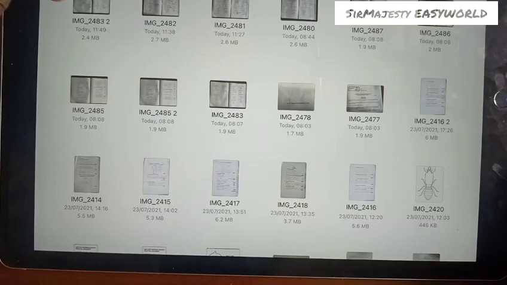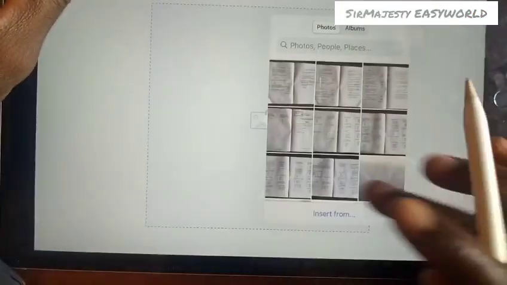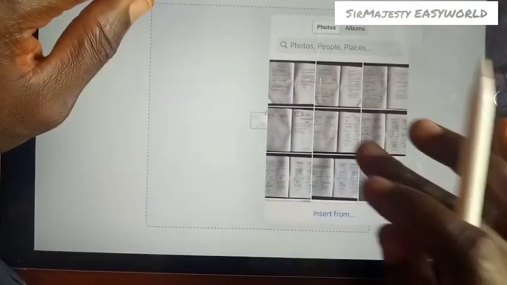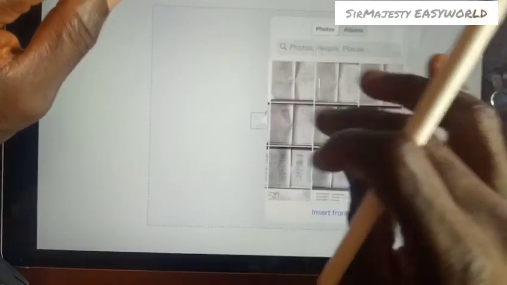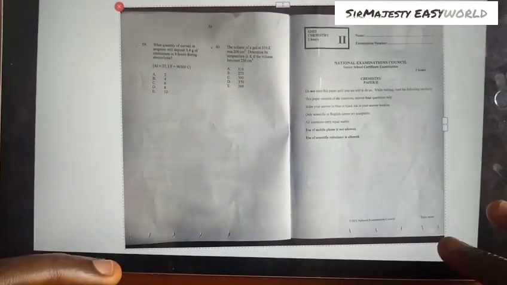Then we check the last of these questions. Okay, let me check my notes. Okay, I think I have it here. So let me complete it from here. I hope it can be clearly seen.